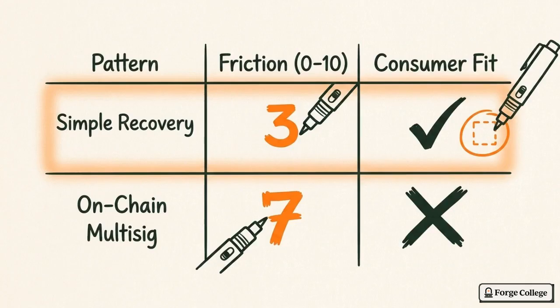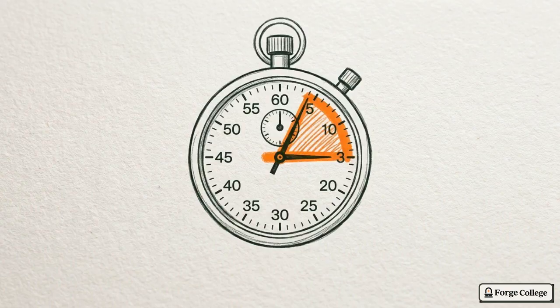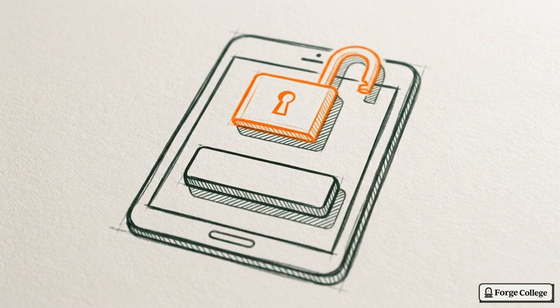If we test the simple recovery plus device key pattern against these constraints, we see a low friction score of 3 out of 10. It fits the consumer profile perfectly. The trade-off is that this pattern completely lacks auditor controls or multi-party approvals. If we test the on-chain multisig pattern in that exact same consumer scenario, the friction score of 7 out of 10 would absolutely destroy the app's onboarding metrics. For consumer apps, your primary threat model is simply surviving the first 3 minutes of user attention. That makes low-friction patterns the only viable choice, despite their lower absolute security.